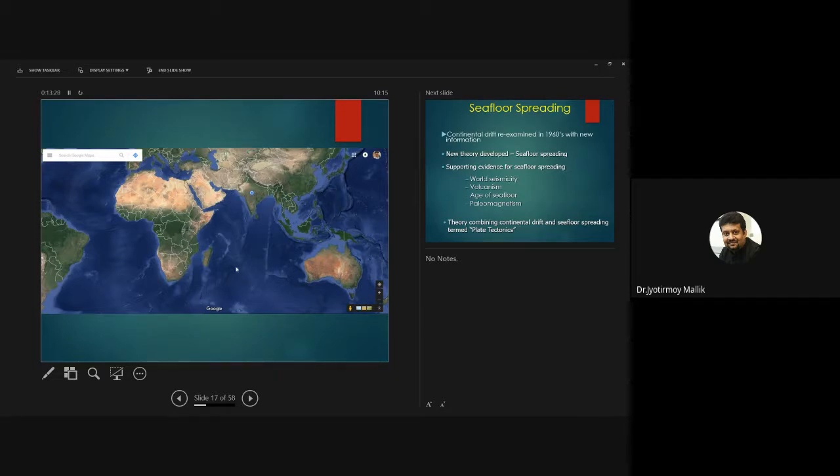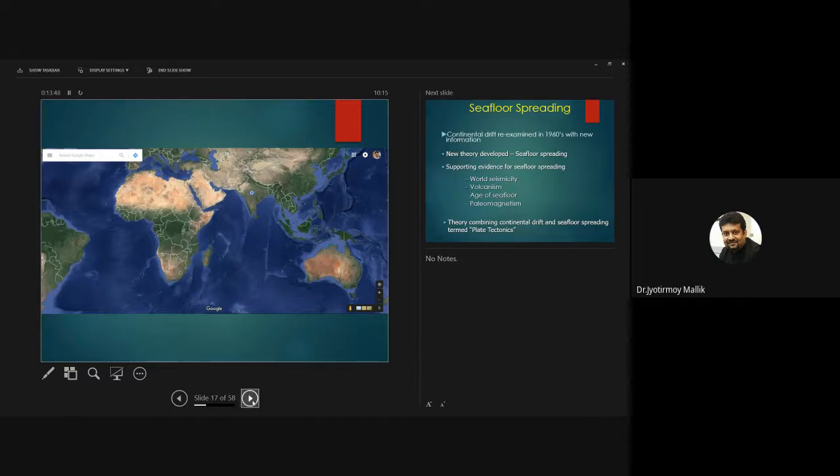You can see here three such ridges are kind of meeting. This is also important. We will discuss it later on. And at several places, almost through the middle of the sea, such ridges actually run.